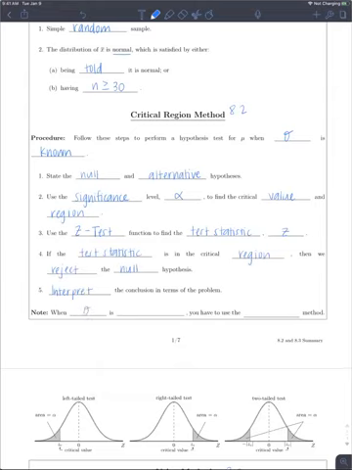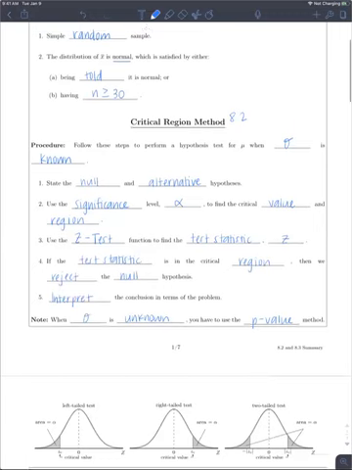And down here, this is what I was talking about. When sigma is unknown, can we use the critical region method? Can we use any of this? No, instead I have to use the p-value method, which I'll talk about in a second. But are there any questions about the critical region method?